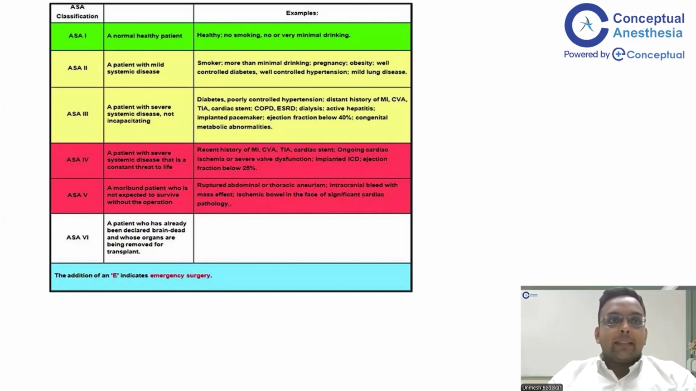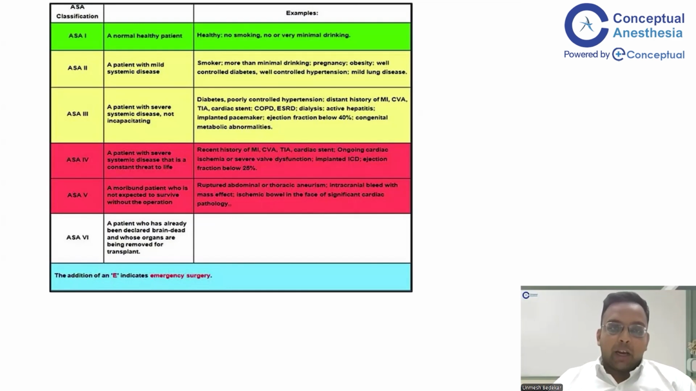Coming on to ASA grade 4, here those patients who are having severe systemic diseases, which again is a constant threat to life, like a very recent history of MI, CVA, TIA, or any cardiac abnormality, ongoing ischemia or valve dysfunction, and ejection fraction way low, below 25%. So all these are very high risk patients coming under the class of ASA 4.